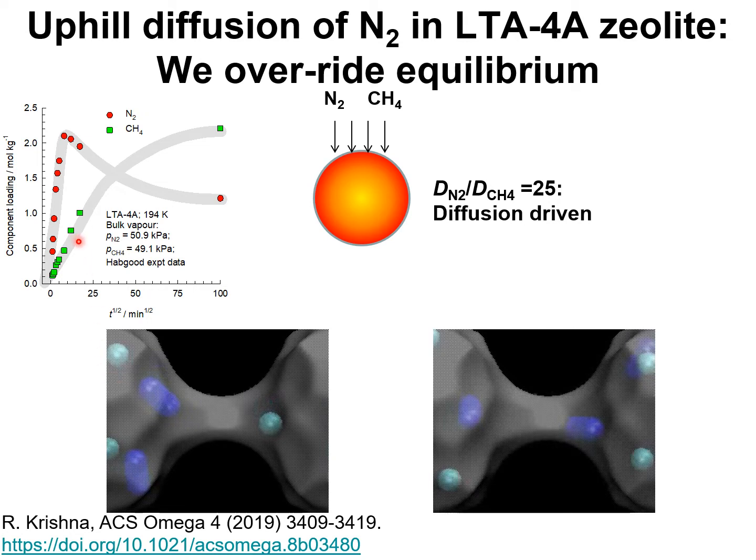the gas phase, and therefore the gas mixture exiting the fixed bed adsorber will be richer in methane, and the pores will be richer in nitrogen. So we exploit diffusion selectivity for separating nitrogen-methane mixtures. Details are available in the published literature.